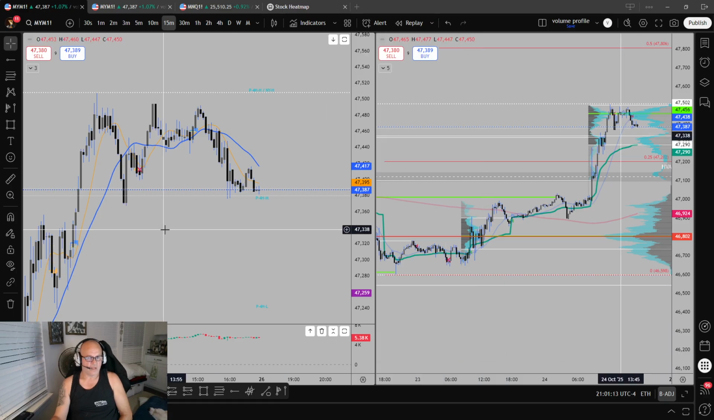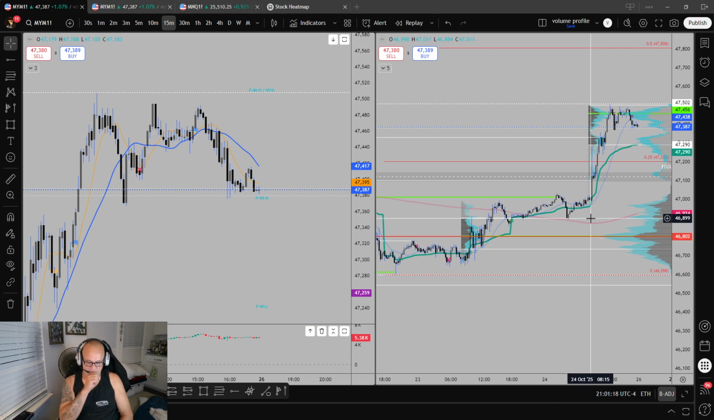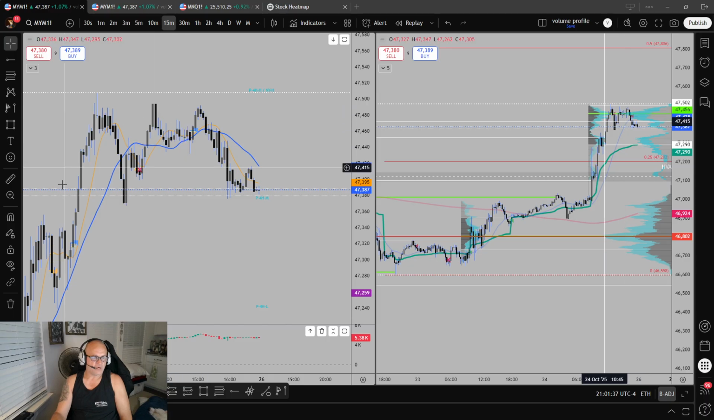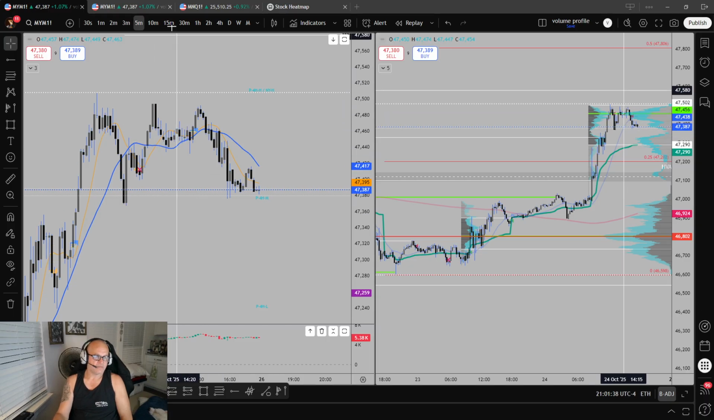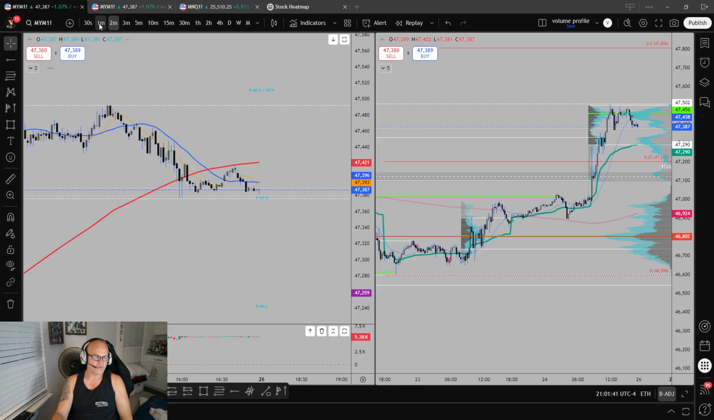So I use a 15-minute chart to find my levels to trade off of, using both the SMAs, the volume profiles, and a little bit of ICT, looking at fair value gaps and order blocks. Okay, also I keep up a 1 or 2 minute chart, and this is the chart I actually execute off of.